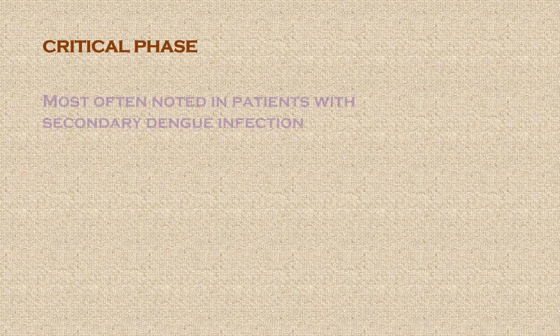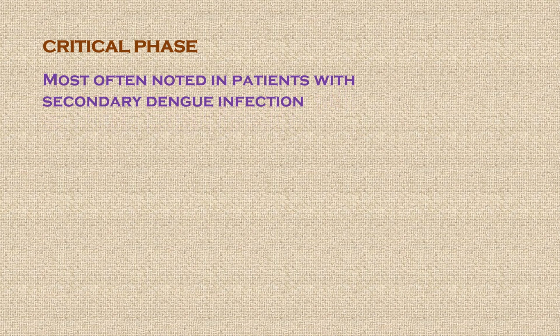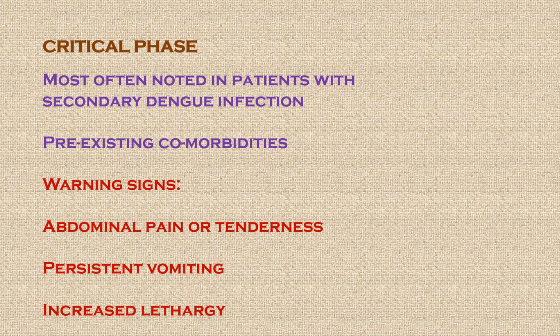Now let us go through critical phase. One very important thing to understand is that not every person affected with dengue goes into critical phase. It is most often noted in patients with secondary dengue infection or in people having pre-existing comorbidities like diabetes, hypertension, stroke, etc. The warning signs of critical phase include abdominal pain or tenderness, persistent vomiting, increased lethargy.